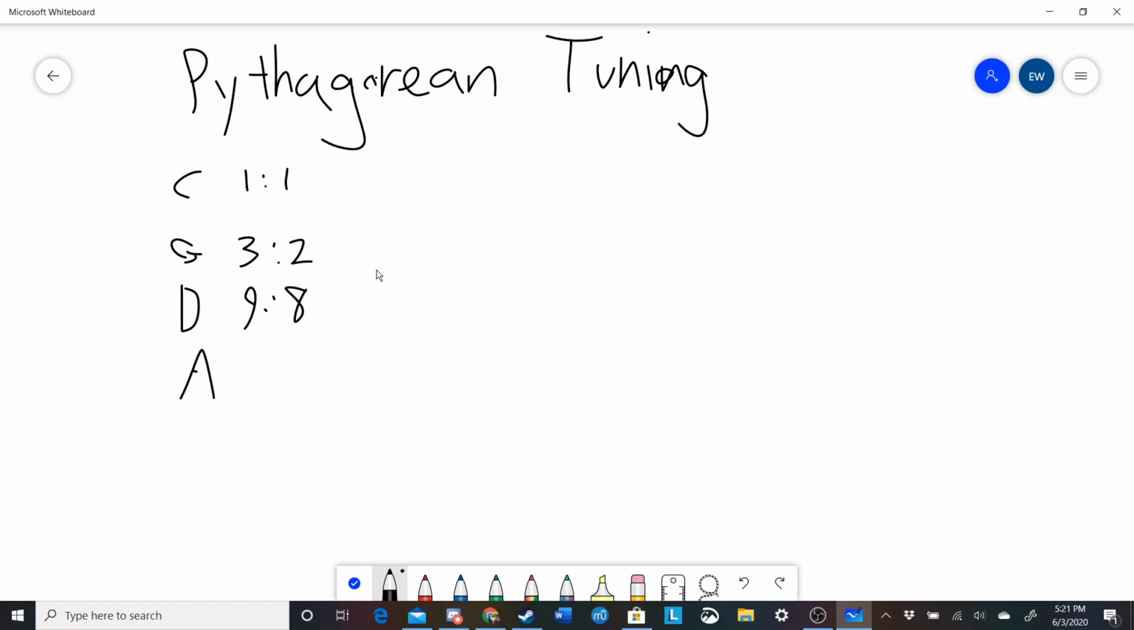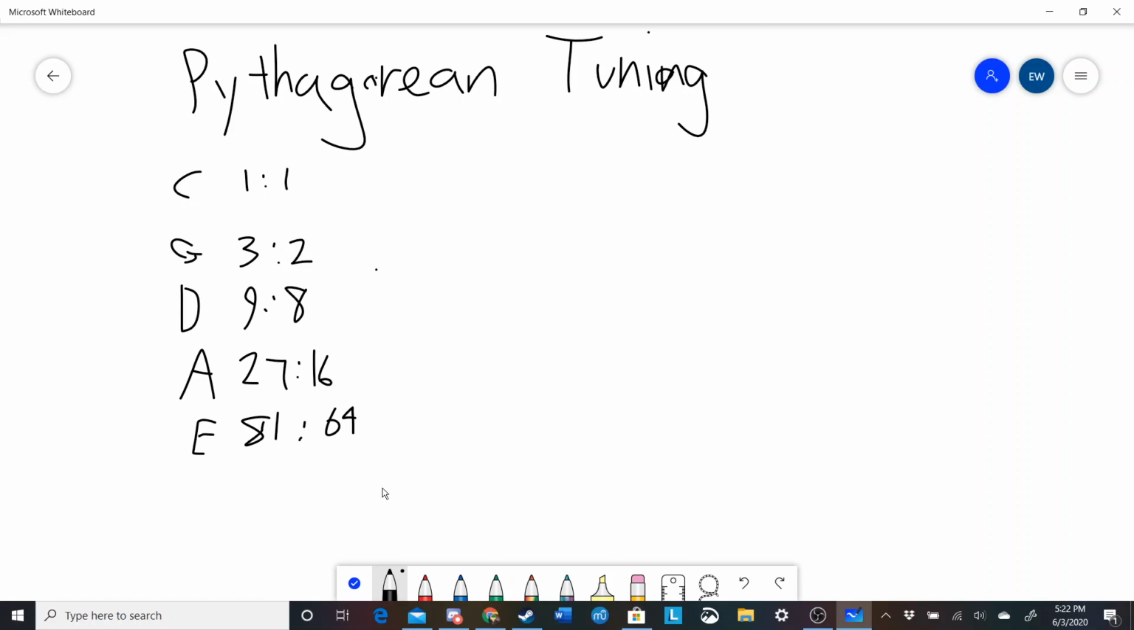Now we go up to A, which he would argue we need to stack another fifth to reach. So we're just going to basically keep multiplying 3 over 2 by itself. So we would get 27 to 16. Then we would have E, which at this point is starting to get ridiculous, is 81 to 64. And right away, you should notice something. Our syntonic comma, or I'm sorry, this is not a syntonic comma anymore, but we have a comma.